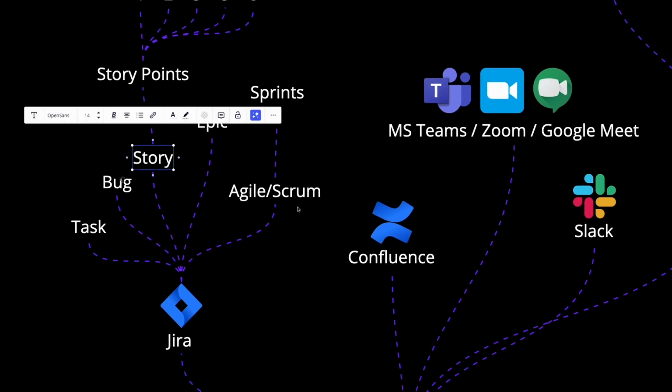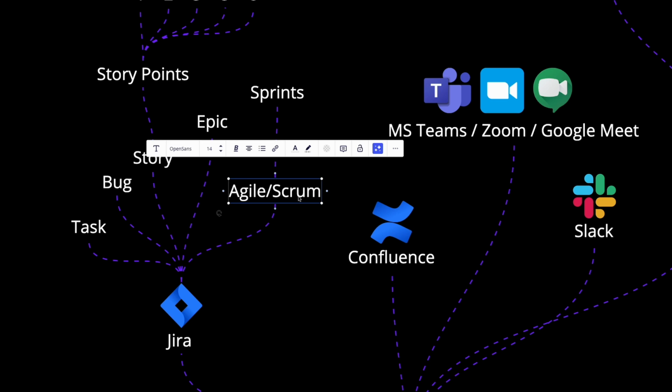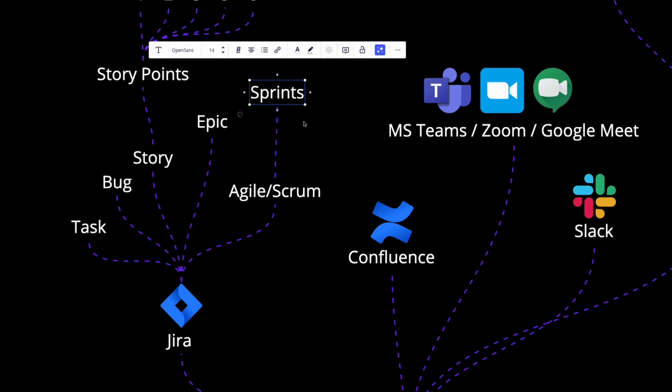You'll also notice that your team is likely using some sort of agile or scrum methodology, which divides the development process into short periods, typically 2 weeks, where a set of stories and tasks are selected to work on. And these 2-week periods are called sprints.